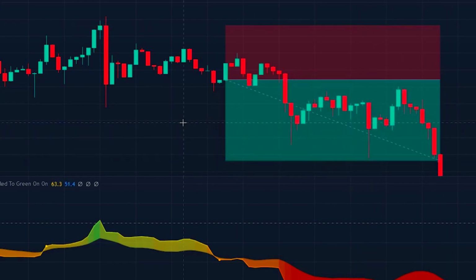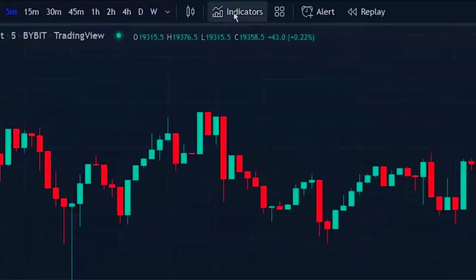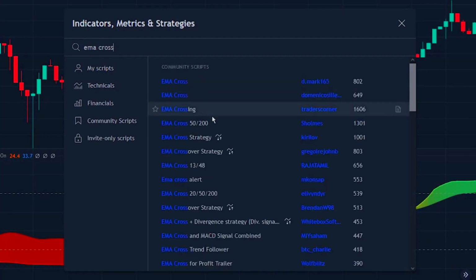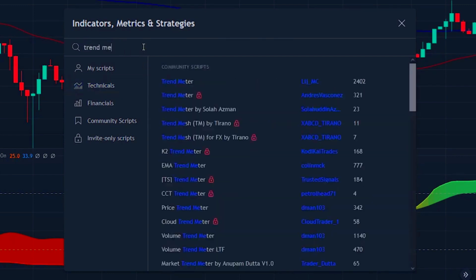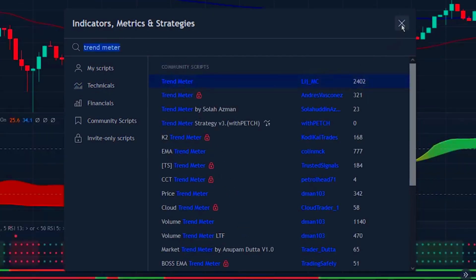Now let's add some other indicators to the chart to optimize the strategy. Head over to the Indicator Search tab and search for the EMA Cross indicator. Select the indicator made by Shalmis. The last indicator we will be adding to the chart is the Trend Meter indicator. Search for the Trend Meter indicator and select the indicator made by LIJ. After adding the indicators to the chart, close the Indicator Search tab.